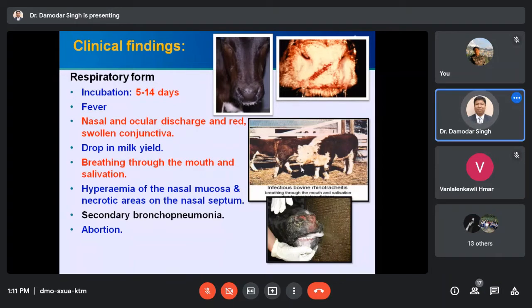And in some cases, secondary bacterial invasion may be there, or secondary viral and other bacterial organisms. In those secondary invasions, it may lead to pneumonic changes, particularly of the bronchopneumonia type, right? And when the gravid uterus is infected in pregnant animals, then there will be abortion, due to placentitis and infection of the fetus, right? And so there will be abortion.